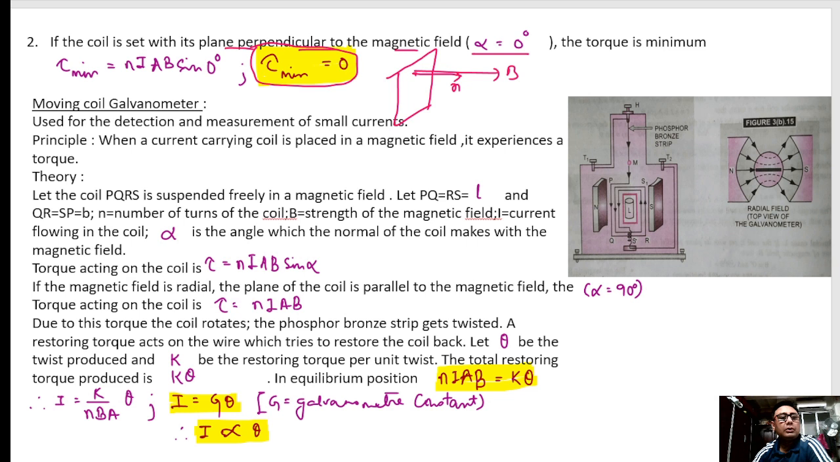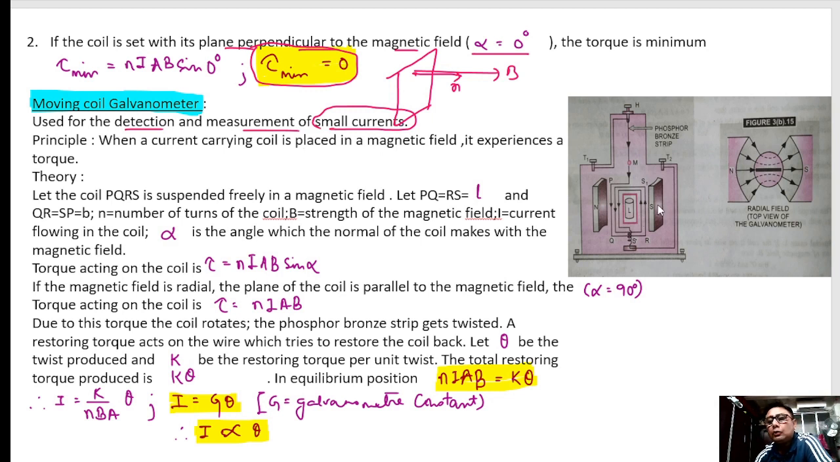Okay friends, let's move on to the next topic, the moving coil galvanometer, another very important topic for this chapter. Let's see what is there in the moving coil galvanometer. After the theory, we will also discuss some numericals, so please keep following the class properly. It is used for detection and measurement of small currents.